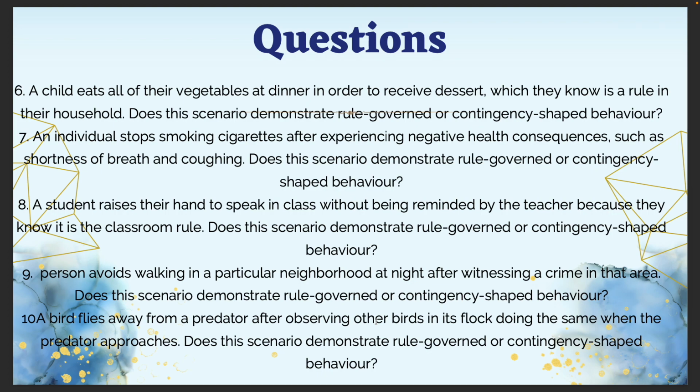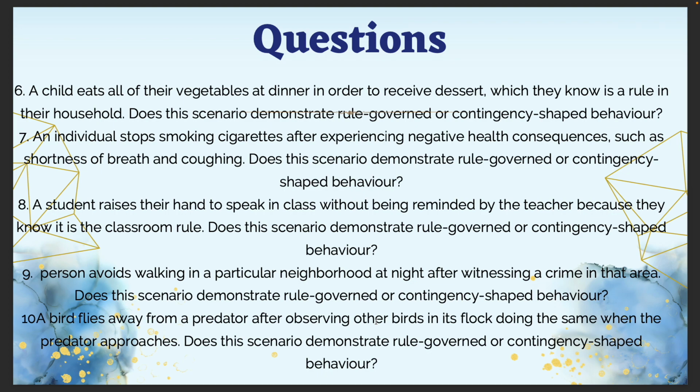An individual stopped smoking cigarettes after experiencing negative health consequences such as shortness of breath and coughing. Does this scenario demonstrate rule-governed or contingency-shaped behavior? In this case, we are dealing with contingency-shaped behavior because this person is experiencing that shortness of breath and that coughing. So because of that, they are now making the decision to stop smoking because it has directly affected them.